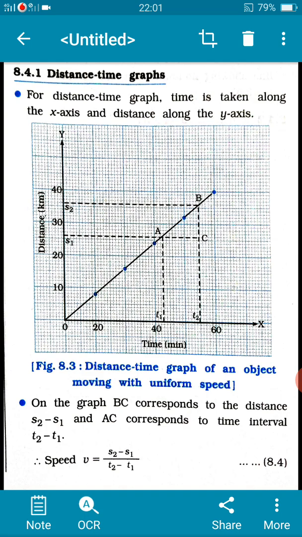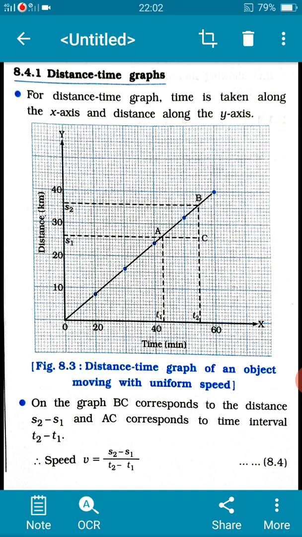How does the object move? It covers equal distance in equal intervals of time. That we can find out. And see the shape of the graph. The shape of the graph is a straight line. And this indicates uniform speed. So from this it's clear that the distance versus time graph of an object moving with uniform speed is a straight line. Is that clear?